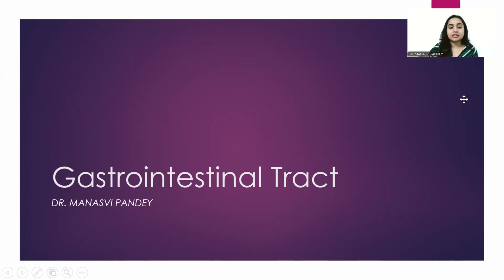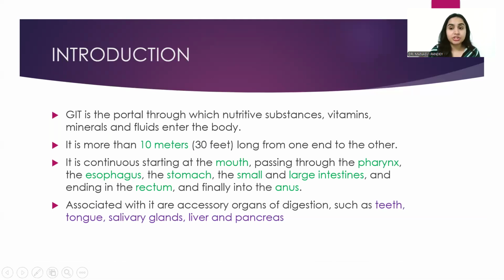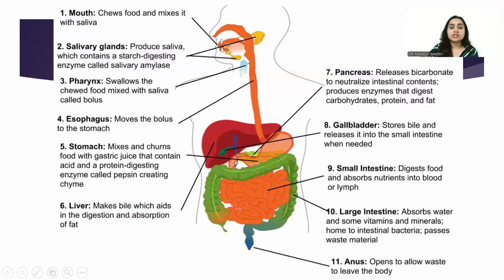The gastrointestinal tract is the portal through which the nutritive substances, vitamins and minerals and fluids enter the body. It is more than 10 meters or 30 feet long, starting from our mouth, passing to the pharynx, the esophagus, the stomach, the small and large intestine, and ending in the rectum and anus. Associated with it are the accessory organs of digestion which help in digestion, such as teeth, tongue, salivary glands, liver, and pancreas. So let's look at the pictorial representation of our digestive system, this diagram.